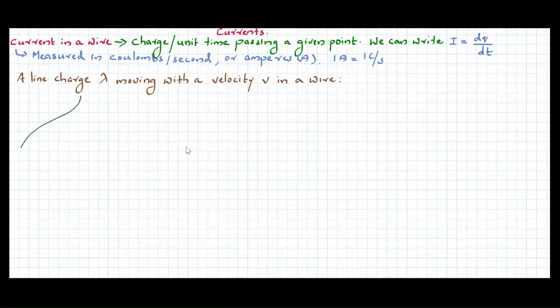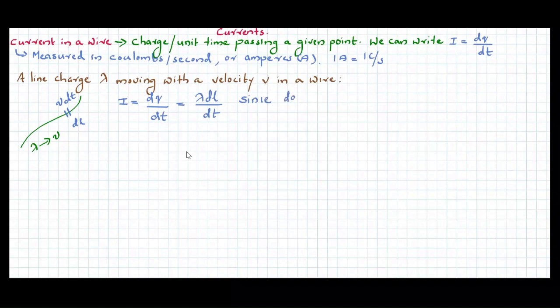Consider a wire segment in which the line charge lambda moves with velocity v, as shown in the figure. Consider a small element dl on the wire. If it moves with velocity v, then we can write the velocity as dl by dt, as we have seen in the previous case. Then what is the value of the current? I is equal to dq by dt.